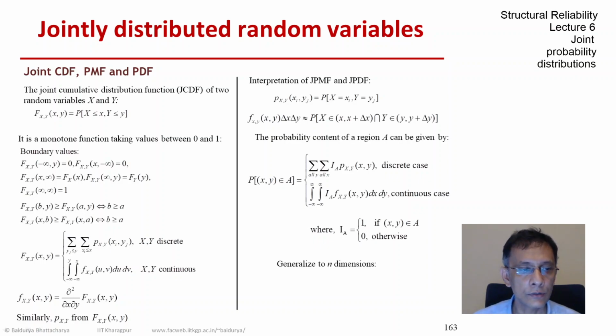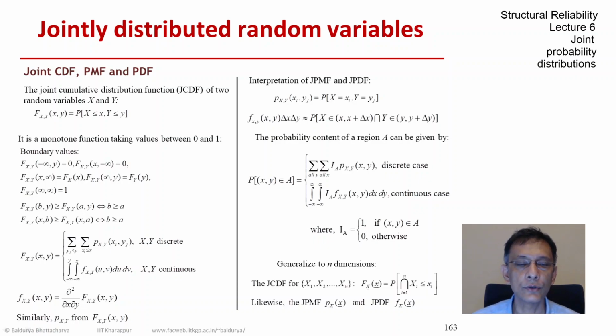This discussion we cast in the format of a pair of random variables x and y, but we could generalize this to n dimensions. So we could define the joint distribution function for n random variables x1 up to xn in terms of the joint probability, the probability of the intersecting events, that capital Xi is less than or equal to little xi for all the i's. And likewise, we could define the joint probability mass function and the joint probability density function for the group of n random variables.